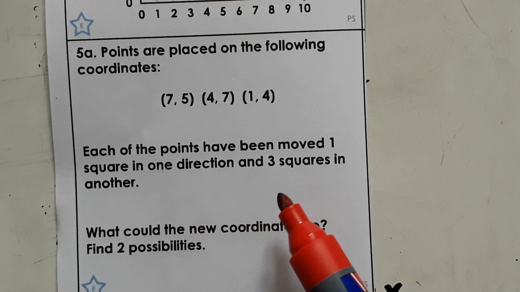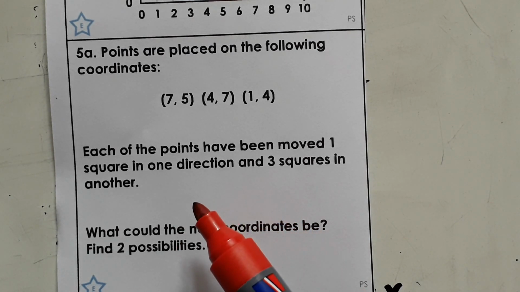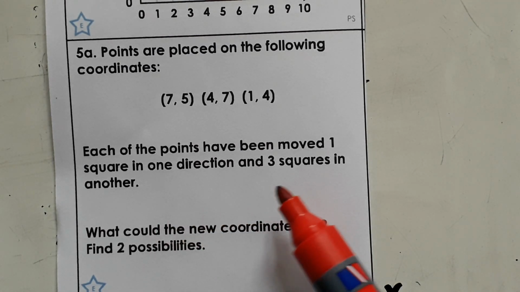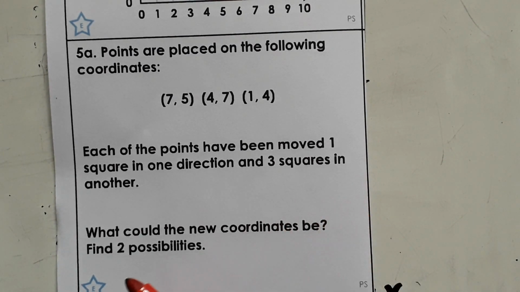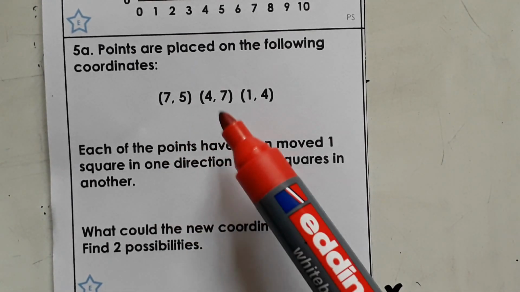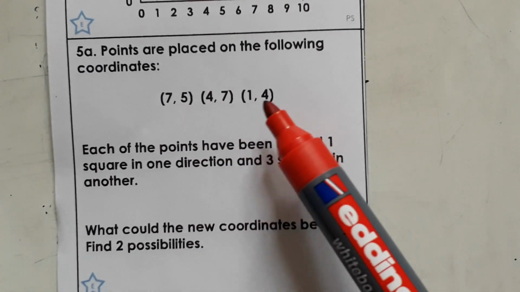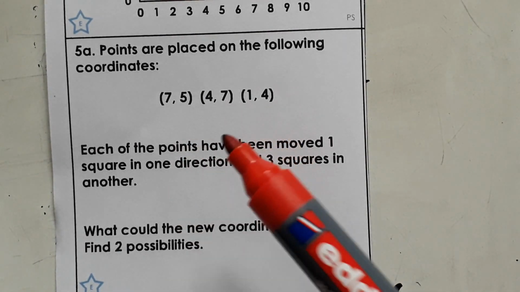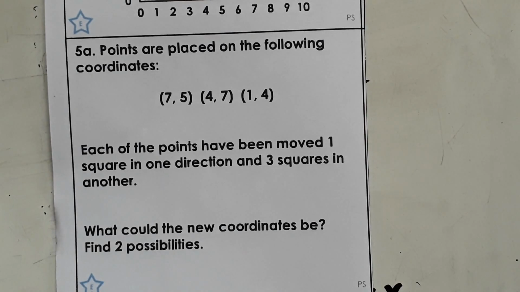you will have changed the points by 1 and 3. Okay, so what could the new coordinates be? Find two possibilities. All right, so you can work through with that. And I think that's two possibilities for each of the pairs. So altogether you will have two for this one, two for this one, two for this one. Okay.